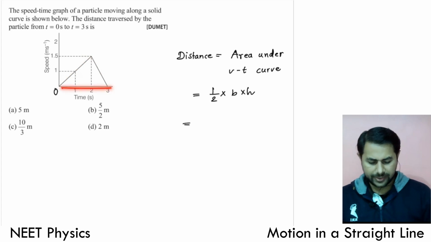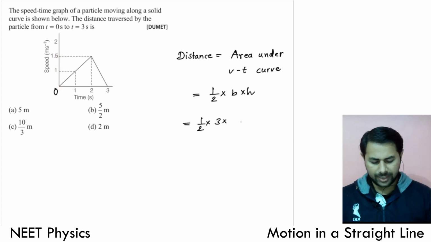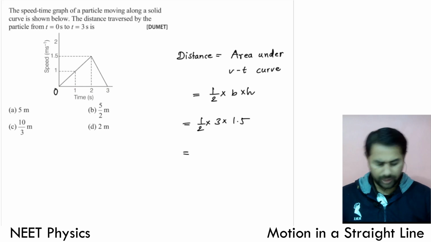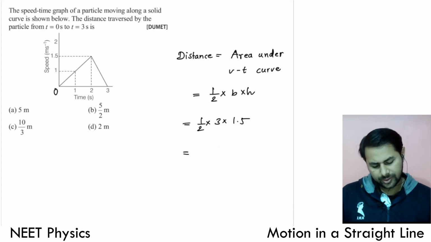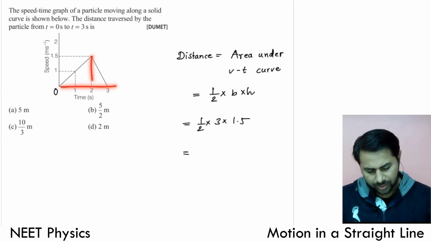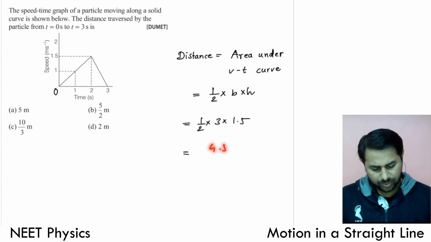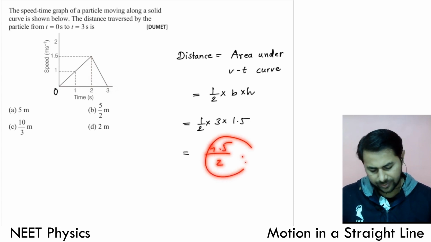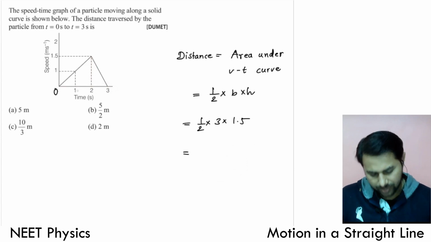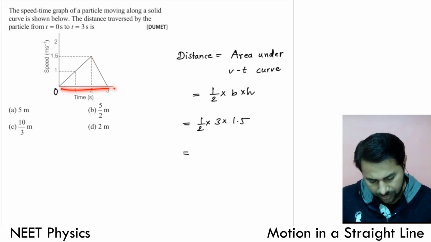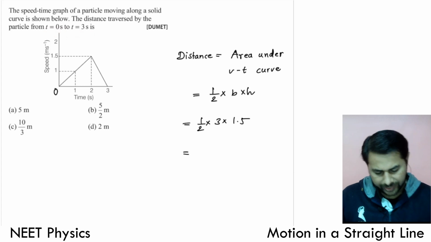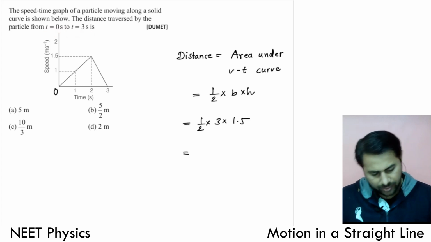So what is base? Base is 3. What is height? It's 1.5. So it's half of 3 times 1.5. That is 4.5 divided by 2, that is correct, no? 4.5 divided by 2, that should be the answer. You want t equal to 0 to t equal to 3 seconds, right? 2.25 should be the answer.